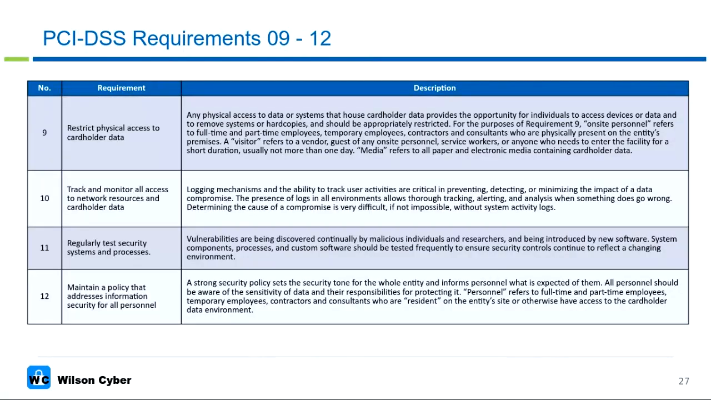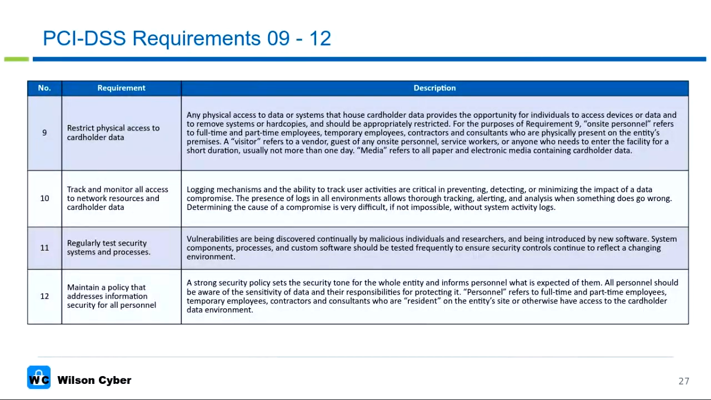Requirement 9, restrict physical access to cardholder data. Any physical access to data or systems that house cardholder data provides the opportunity for individuals to access devices or data and remove systems or hard copies, and should be appropriately restricted. For purposes of Requirement 9, on-site personnel refers to full-time and part-time employees, temporary employees, contractors, and consultants who are physically present on the entity's premises. A visitor refers to a vendor, guest, or on-site personnel service worker, anyone who needs to enter the facility for a short duration, usually not more than a day. And media refers to all paper and electronic media containing cardholder data.